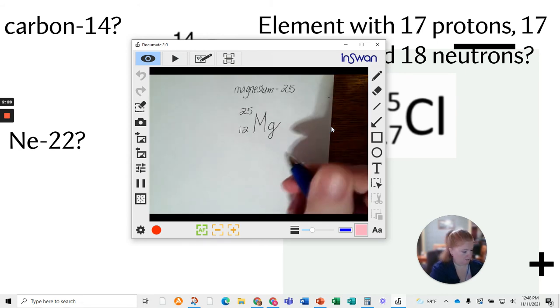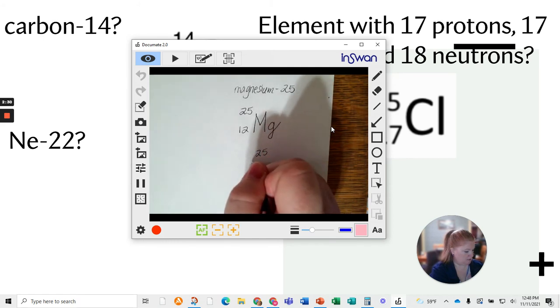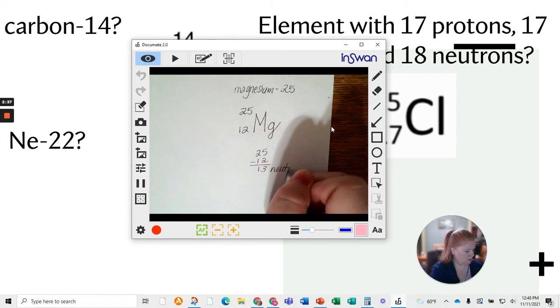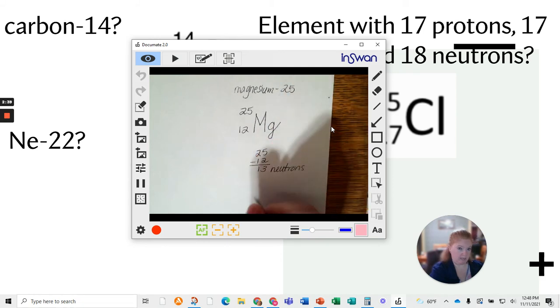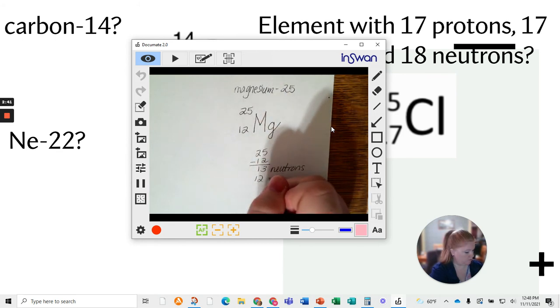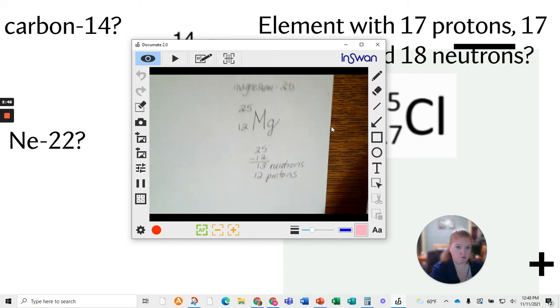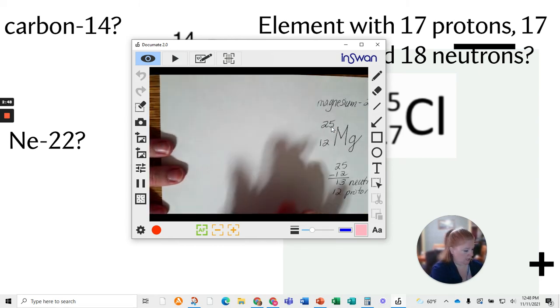Now to find the number of neutrons, I would just do this math. 25 minus 12 would be 13 neutrons. So this atom of magnesium, this isotope, would have 12 protons, 12 electrons, and 13 neutrons. All right, let's look at another one.